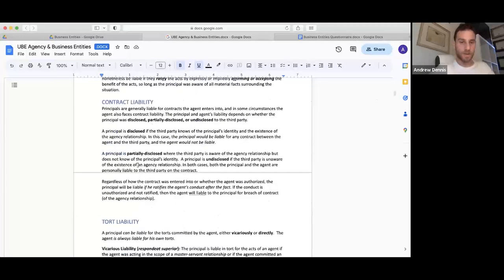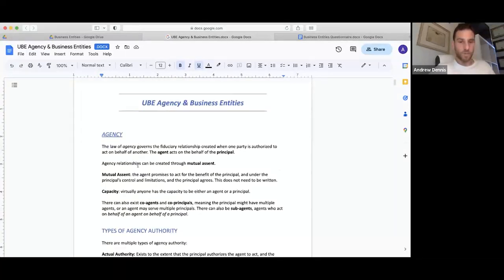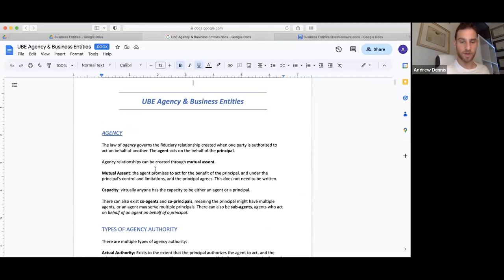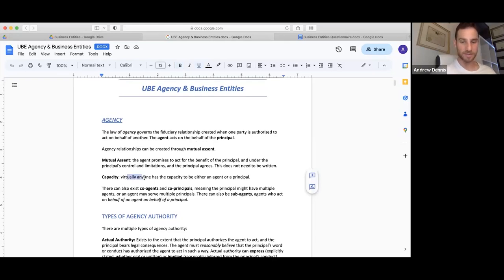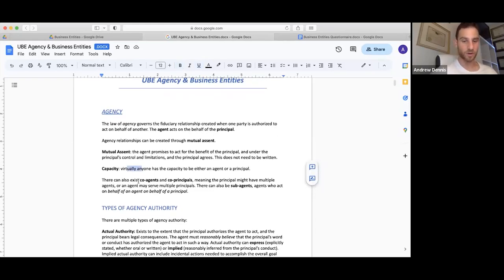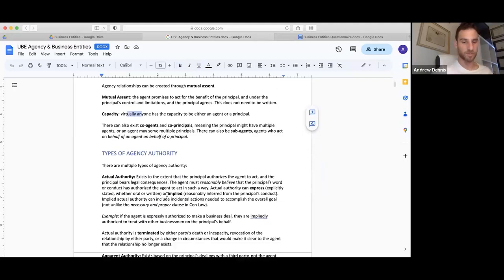Agency governs the fiduciary relationships created when a party is authorized to act on behalf of another. The agent acts on behalf of the principal, created through mutual assent. The agent promises to act for the benefit of the principal and under the principal's control and limitations, and the principal agrees. It does not need to be written. Virtually anyone has the capacity to be an agent or principal. There can also be co-agents, co-principals, and sub-agents: agents who act on behalf of an agent or on behalf of a principal.